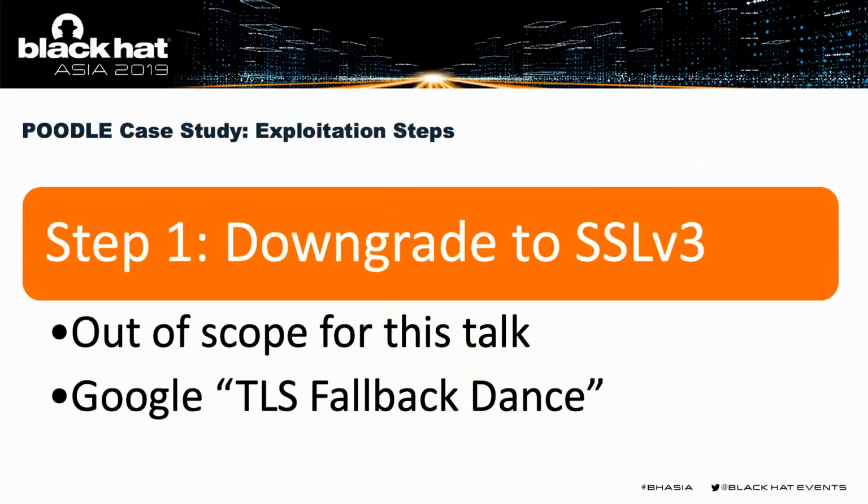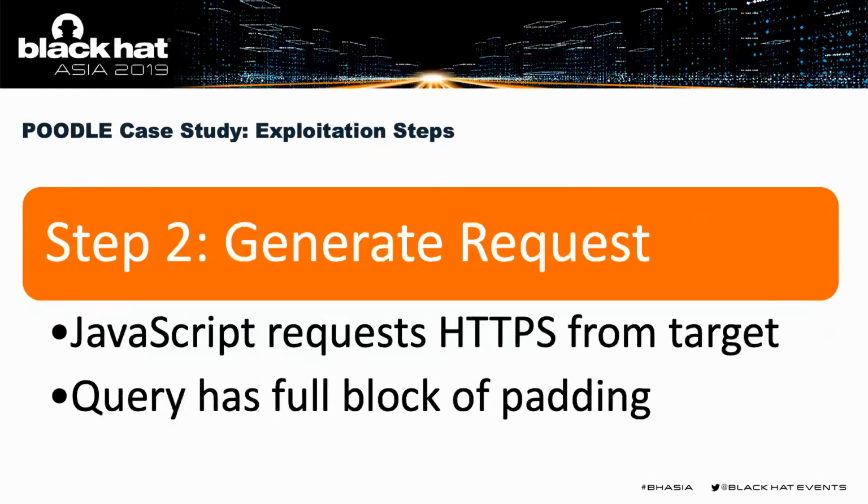The first step in the attack is that the man in the middle will need to downgrade the connection to SSLv3. I'm not going to get into the details on that. If you want to know more, Google TLS fallback dance and you'll get a lot of good information. But effectively, that's a well-known problem, and it is also a well-resolved problem. The next step is that the attacker needs to get some JavaScript running in the browser of their victim.